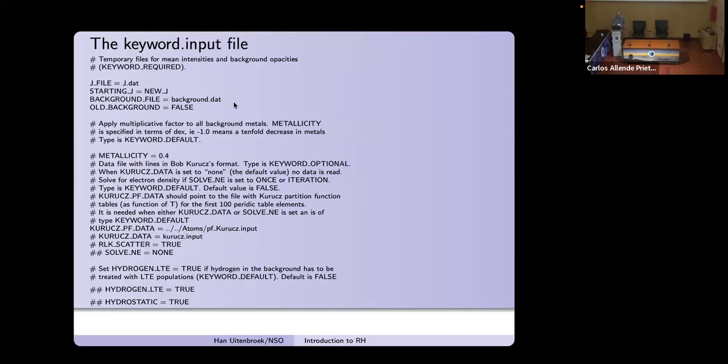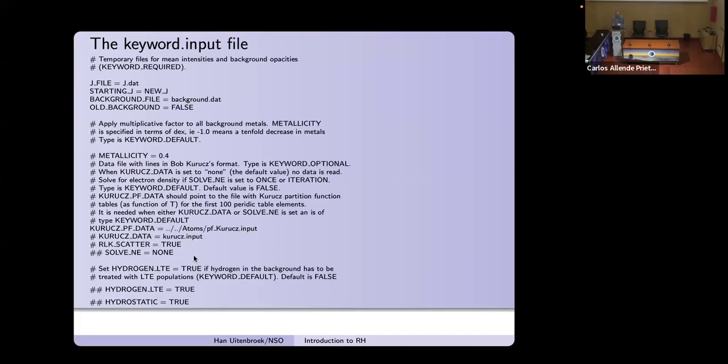There are some file names that you can specify. You can generally change all the opacity, the metallicities if you want, so that all the background opacities basically are reduced or enhanced by the same factor. Then this is the file that has the list of Kurucz lines. This file, Kurucz.input, it always needs to be there. It contains the partition functions for all the elements from neutral to something like the fourth or fifth ionization state, so that in case of LTE, the proper opacities can be calculated.